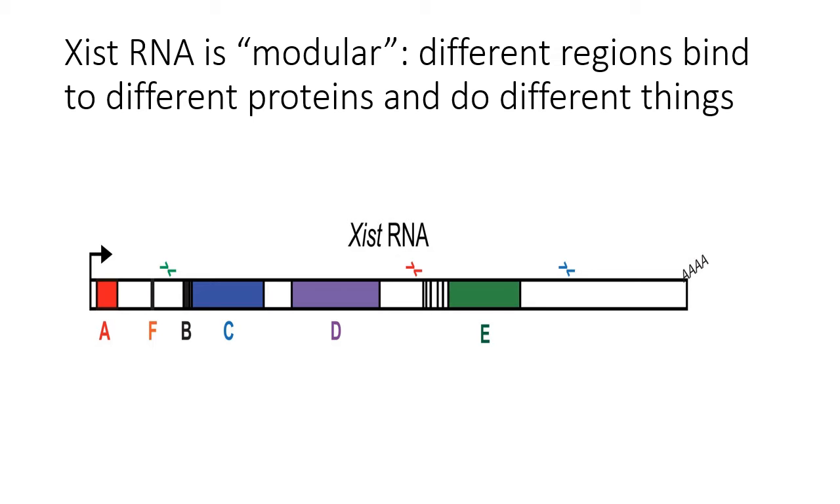Okay, so this is a representation of what Xist looks like, and it's considered to be modular because it has a bunch of different regions that do very specific and very different things. And the ones that are known to be functional are labeled with letters, A, B, C, D, E, F, etc., to indicate the regions of the RNA that will carry the proteins that perform the various functions.